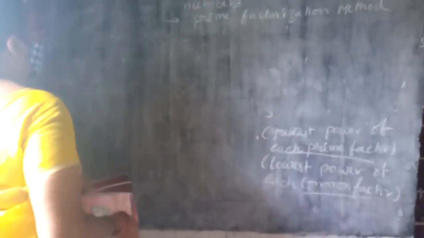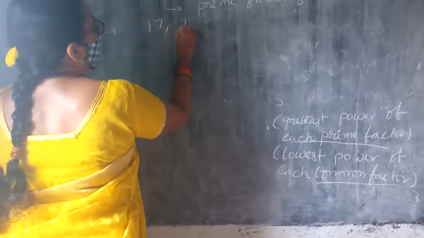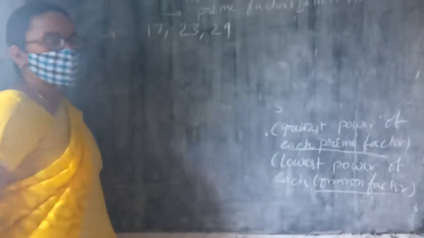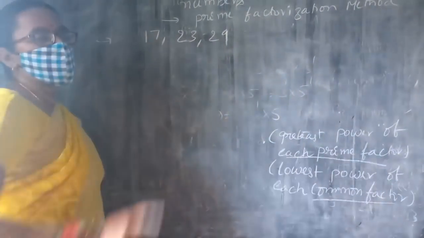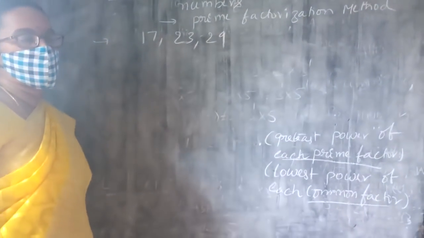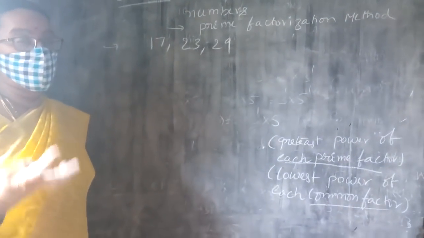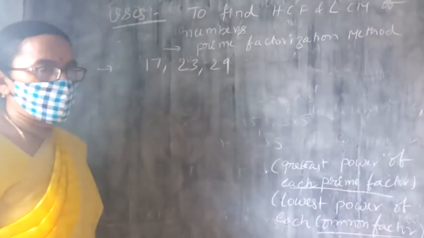Seven, 17, 23, 29. Children, observe carefully. These three numbers are which type of numbers? Observe carefully. We know the prime numbers. Yes, these three numbers are prime numbers.